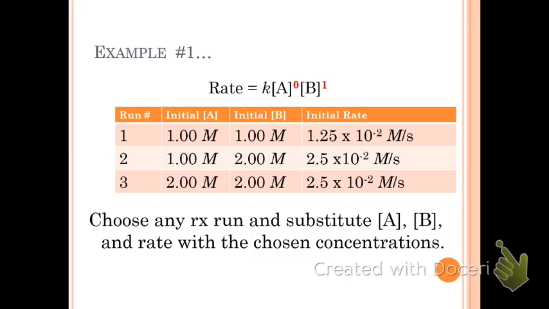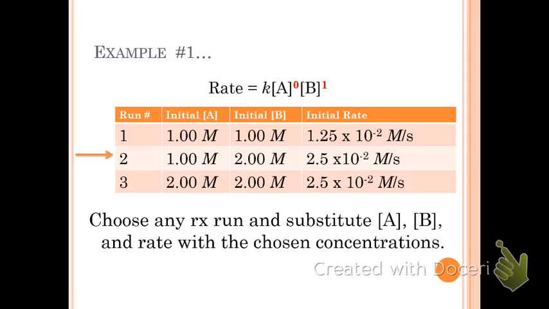Remember, the rate constant is the lowercase k. So we have to manipulate this equation so that we are going to make everything equal to that lowercase k, or that rate constant. So the first thing we do is we choose. In this case, we're going to choose experiment number 2.